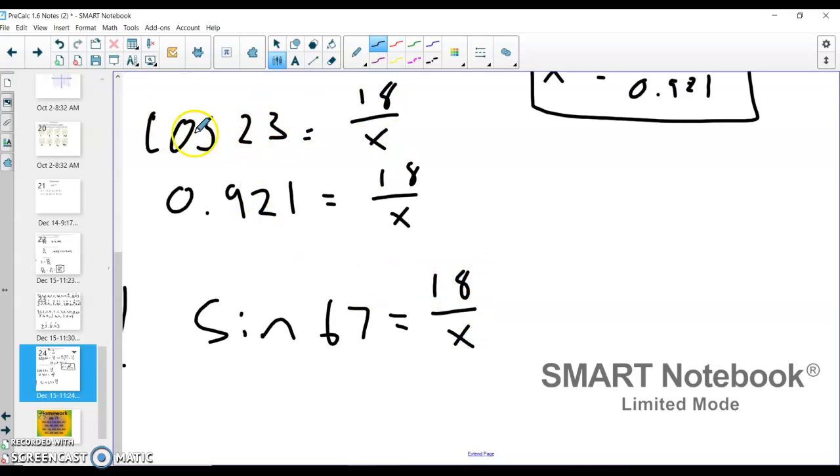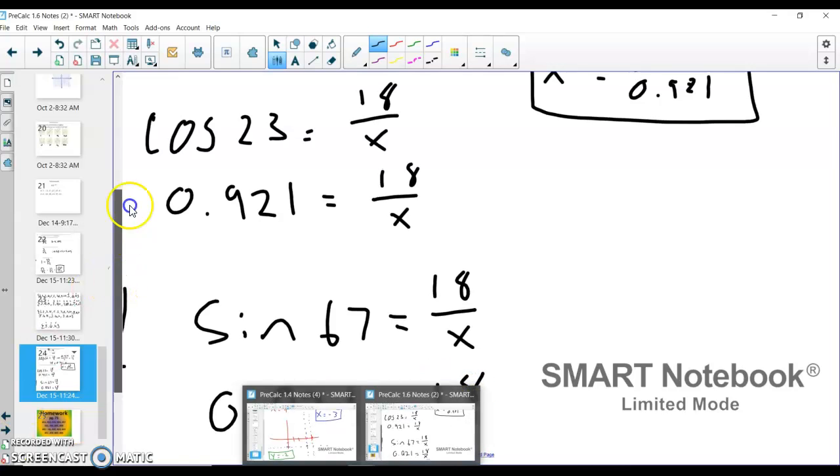which now I can see that the cosine of 23 equaled 18 over x, and I have the sine of 67 equaling 18 over x. So these two things must equal the same thing, okay? And so that means the sine of 67 is also 0.921 equals 18 over x. And this happens in any triangle.